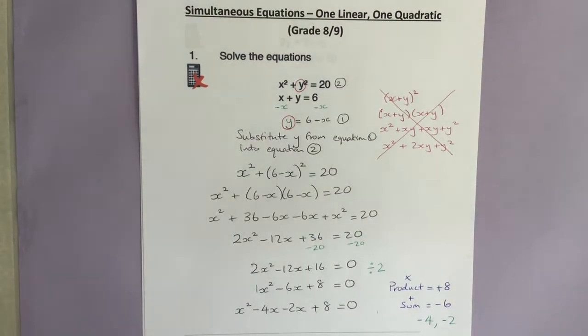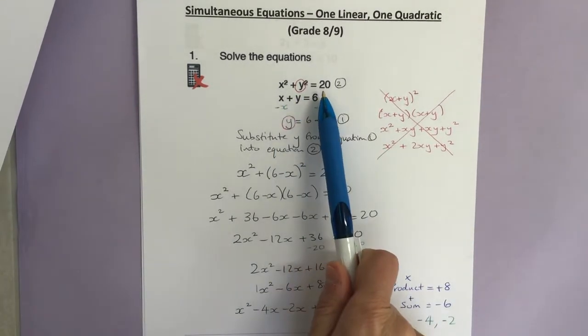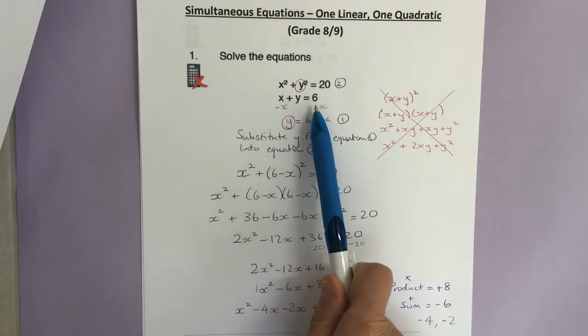So we're going to move on to example 2 of solving simultaneous equations where one is linear and one is quadratic, this higher level simultaneous equations. So you should now have this example, this first example, x squared plus y squared equals 20, x plus y equals 6 in your notes.